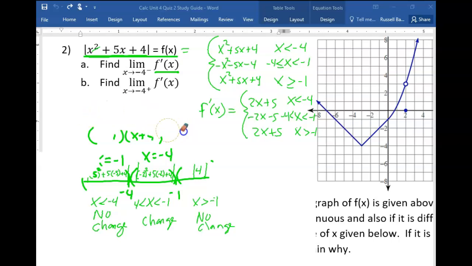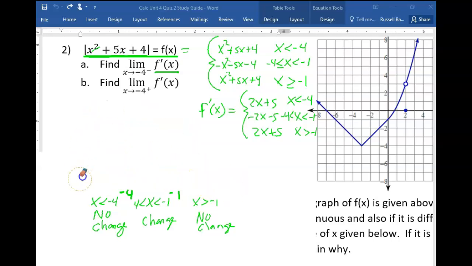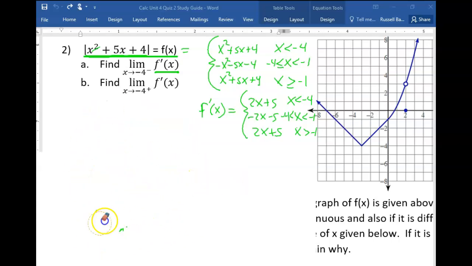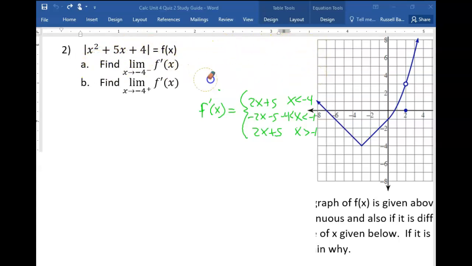So step 1 is to write a piecewise function. Step 2 is to find the derivative of that piecewise function. Step 3 is to go ahead and start answering your question. So now I want to find the limit of f prime of x as we approach -4 from the left. So here's -4, and to the left of -4 would be this one. So that means I'm going to be plugging in -4 into the top piece, which would be -3.